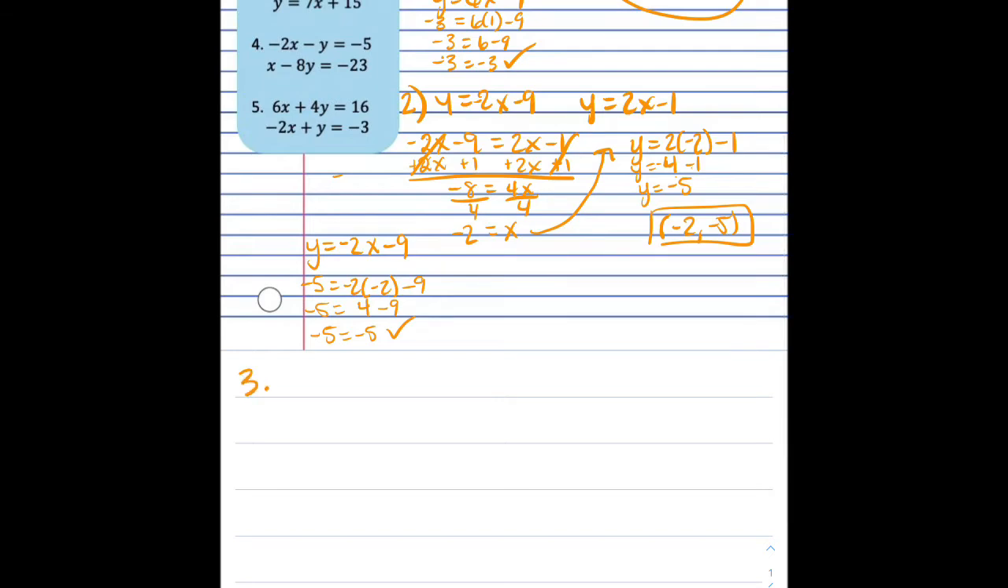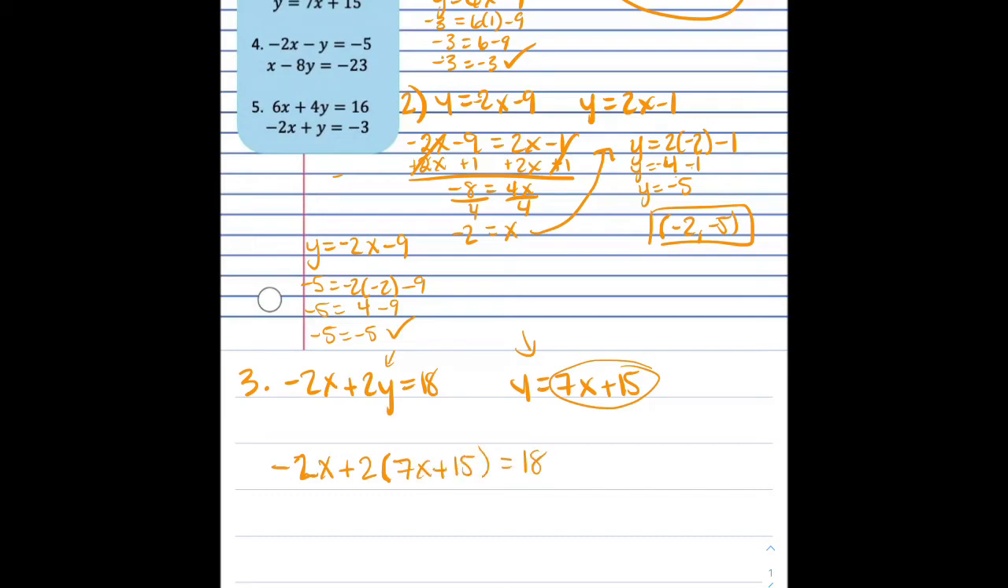Okay, so number 3, we have negative 2x plus 2y equals 18, and we have y equals 7x plus 15. Okay, so on this problem, I don't have two things that say y equals, but I do have one thing that says y equals, and I have another thing that has a y in it. So I'm going to go ahead and just substitute this in. I can say negative 2x plus 2, well, instead of writing y, I'm going to use this whole equation. I'm going to substitute this in: 7x plus 15, equals 18.